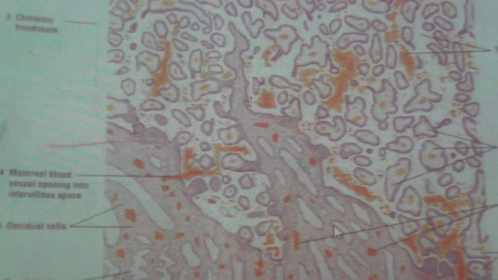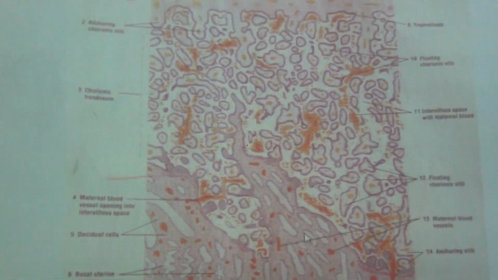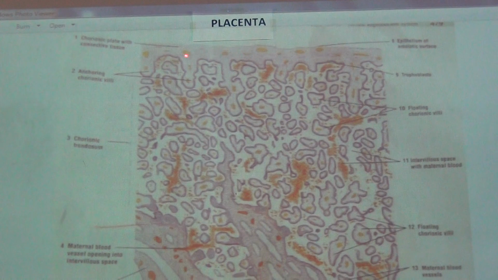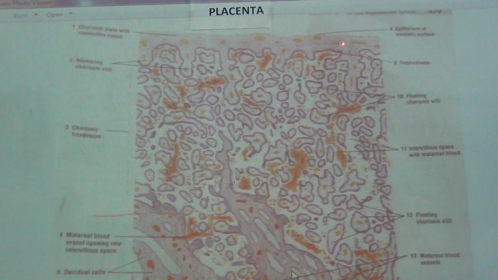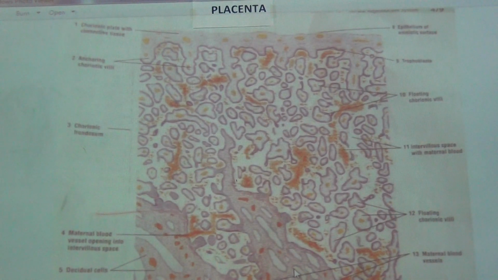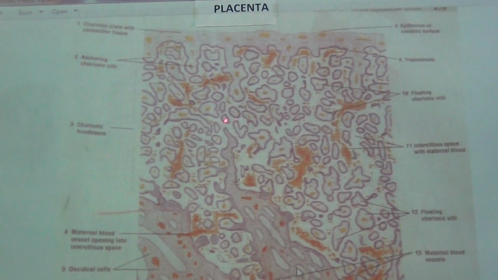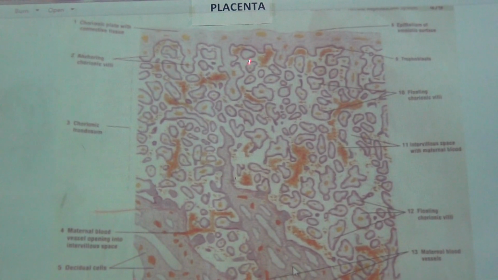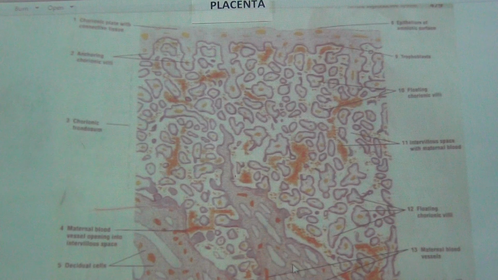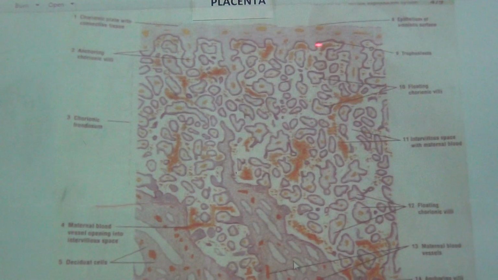The fetal component has two further parts. One, at the top, is the chorionic plate. And below the chorionic plate are the villi. So the fetal component contains the chorionic plate and the villi.